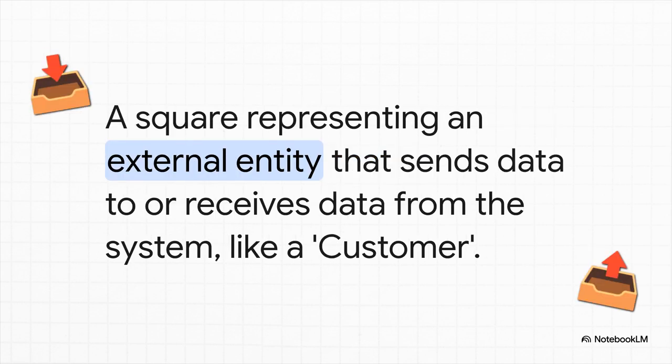Our third symbol is the external entity, which you might also hear called a source or a sink. It's just a square, and it represents anything outside of our system that either sends data in, that's a source, or receives data out, that's a sink. Think of these as the borders of your map. It could be a person, like a customer, or even another department, like management.